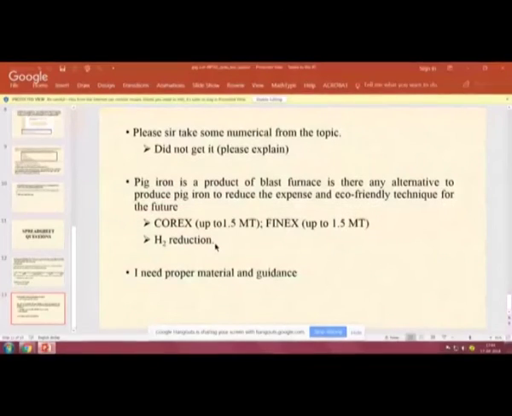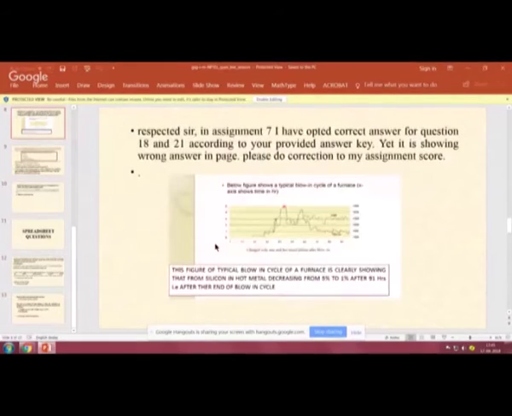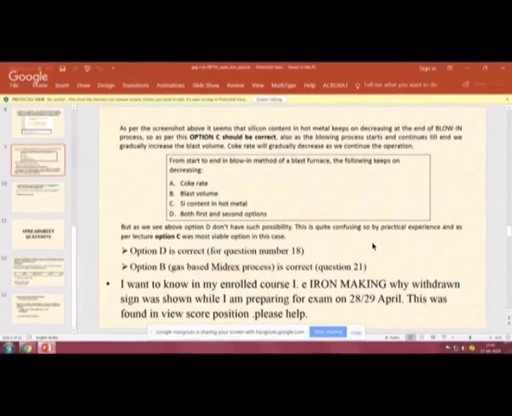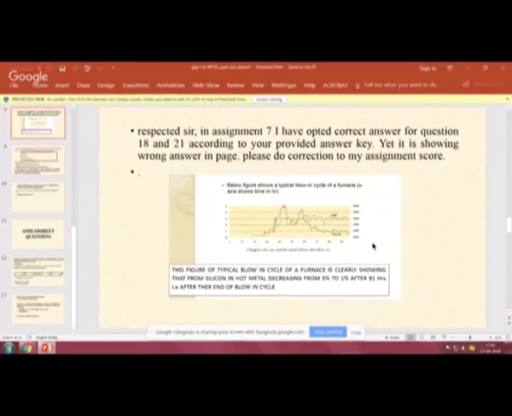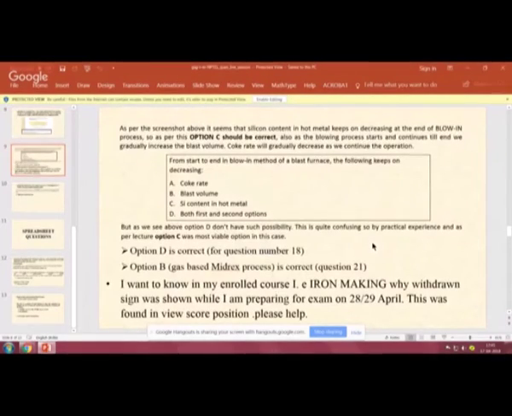So I have to tell you one thing when I was talking about this question number 18 in assignment 7. Those who have given option C, that would be wrong. So marks would be adjusted accordingly. I have to talk to admin about it.